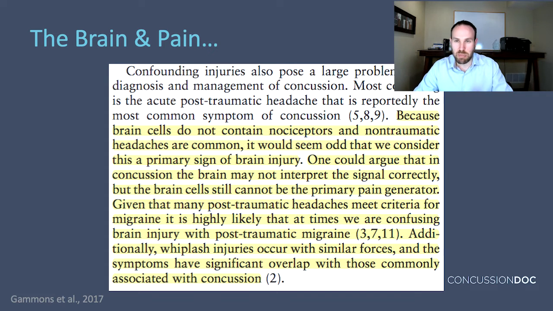So the main thing I want people to get from this is that the brain can't feel pain. They often feel that, oh, it's my brain, it's my brain, it's my brain. It's not your brain. It's likely other things involved, because the brain can't feel pain. It's not a primary pain generator.